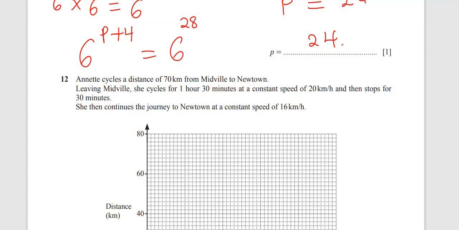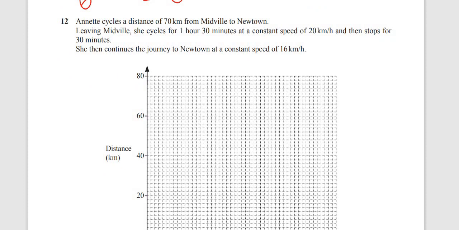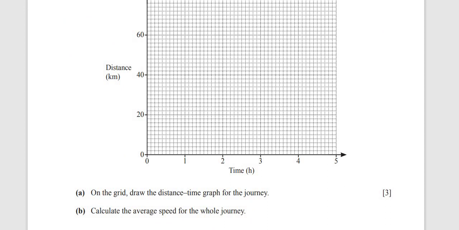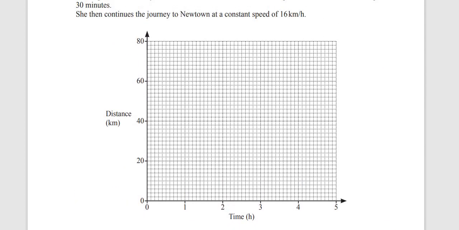Next: Annette cycles a distance of 70 kilometers from Midville to Newtown. Leaving Midville, she cycles for 1 hour and 30 minutes at a constant speed of 20 kilometers per hour, and then stops for 30 minutes. She then continues the journey to Newtown at a constant speed of 16 kilometers per hour. So on the grid, draw the distance time graph for the journey.